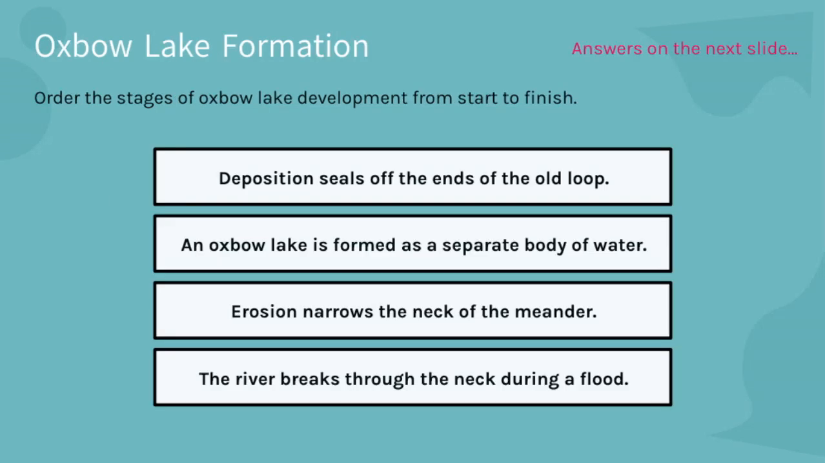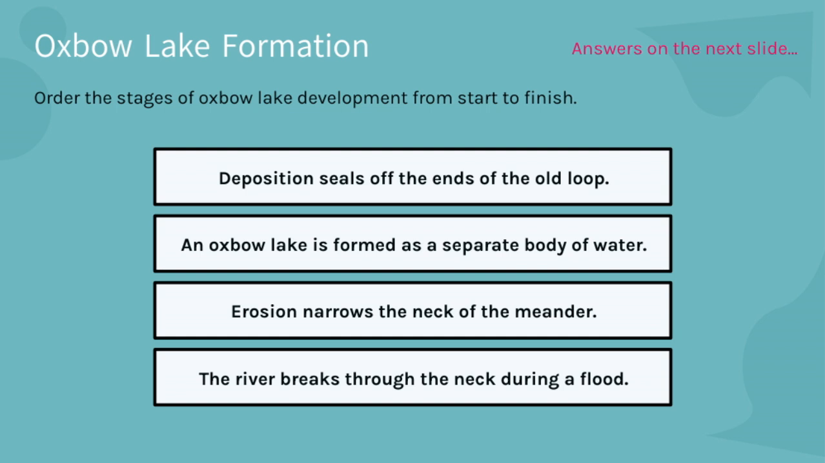Now let's test whether you can sequence the stages of oxbow lake formation. The task is to put these stages in the correct order. Deposition seals off the ends of the old loop. An oxbow lake is formed as a separate body of water. Erosion narrows the neck of the meander. The river breaks through the neck during a flood. Think carefully about cause and effect. What has to happen first?